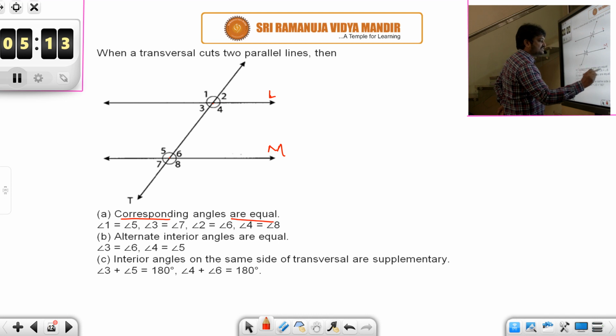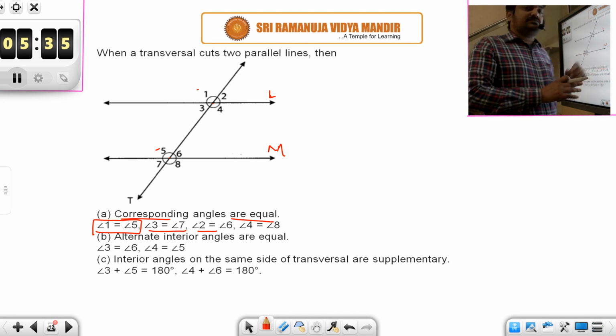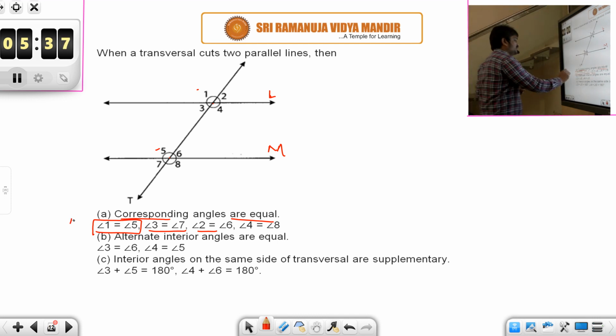Corresponding angles are equal. Students, we have already discussed what corresponding angles are. 1 and 5 are corresponding angles, so 1 will be equal to 5. 3 and 7 form a corresponding angle pair, so they are equal again. 2 and 6 are another corresponding angle pair, so they are equal. So all corresponding angle pairs are equal to each other. This is a very, very important property.